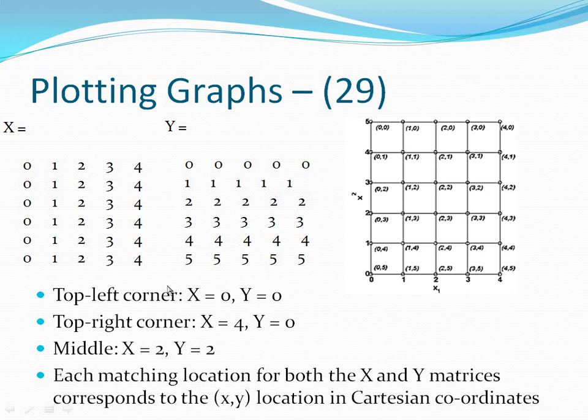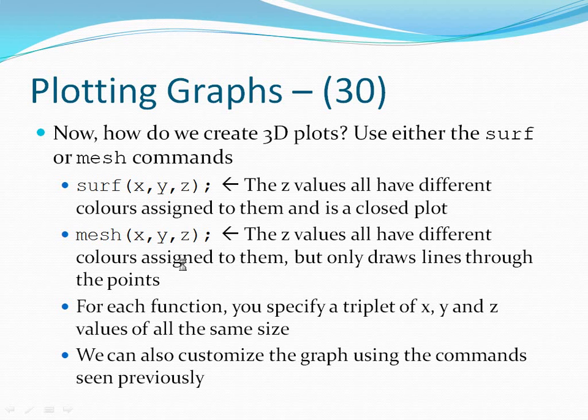You either use the surf or mesh commands. All right? So surf produces the third dimension, the z values, as having all different colors assigned to them. The height of the z values will determine what color it's going to be filled in as, and it's basically a closed plot. What a mesh plot does, think of it as a wire mesh plot, where you're just connecting lines between the points, but you're not coloring in any of the areas that enclose the points.